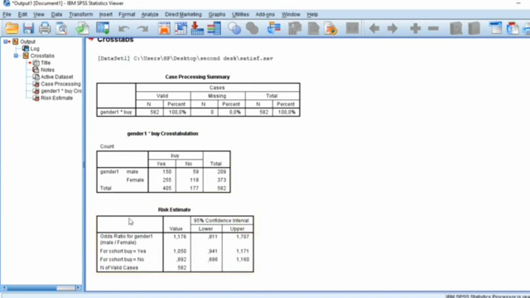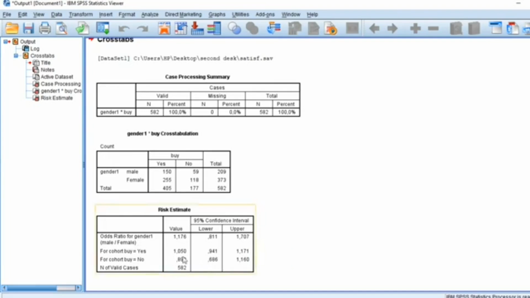We have the 95% confidence interval here. The lower value is 0.81 and the upper value is 1.76. We have here, for cohort buy equal yes, the relative risk according to the yes, those who buy the product. So the relative risk is 1.05, and here is its confidence interval. These are the two main statistics.